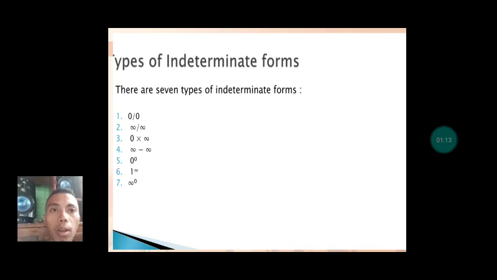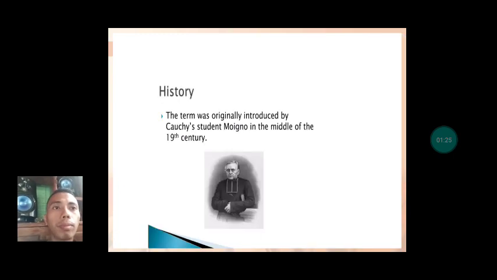Number 3 is 0 times infinity. 4 is infinity minus infinity, and 5, 0 to the 0. 6, 1 to the infinity, and 7, infinity to the 0. So, going back to the history of the indeterminate form, it was originally introduced by Cauchy's student Moigno in the middle of the 19th century.